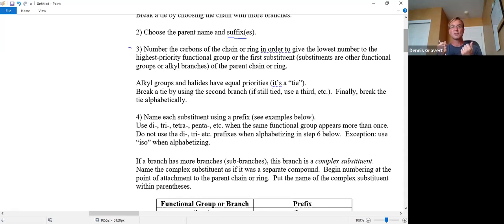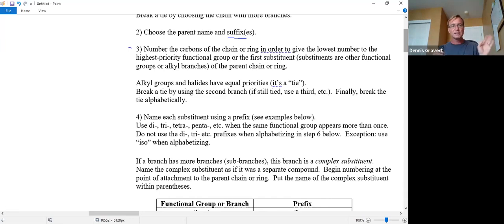And so what we're going to do is if you're numbering from either end and you hit one of these branches, whether it's a halide or an alkane branch, find the first one you can get to. And if it's a tie, now find your second branch. And which one can you get to faster? The lowest number. And that'll break the tie. And if it's tied again, then go to your third branch, your fourth branch, whatever.